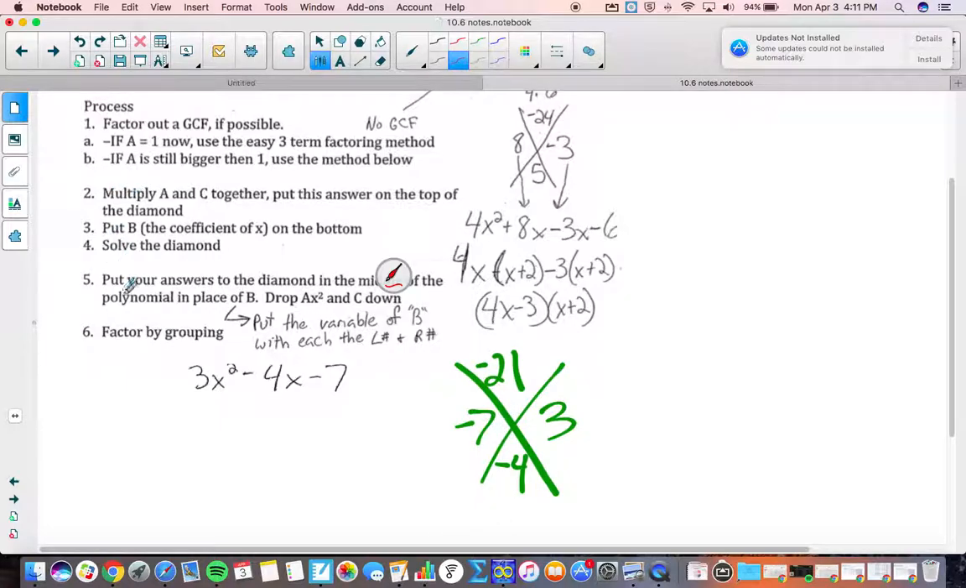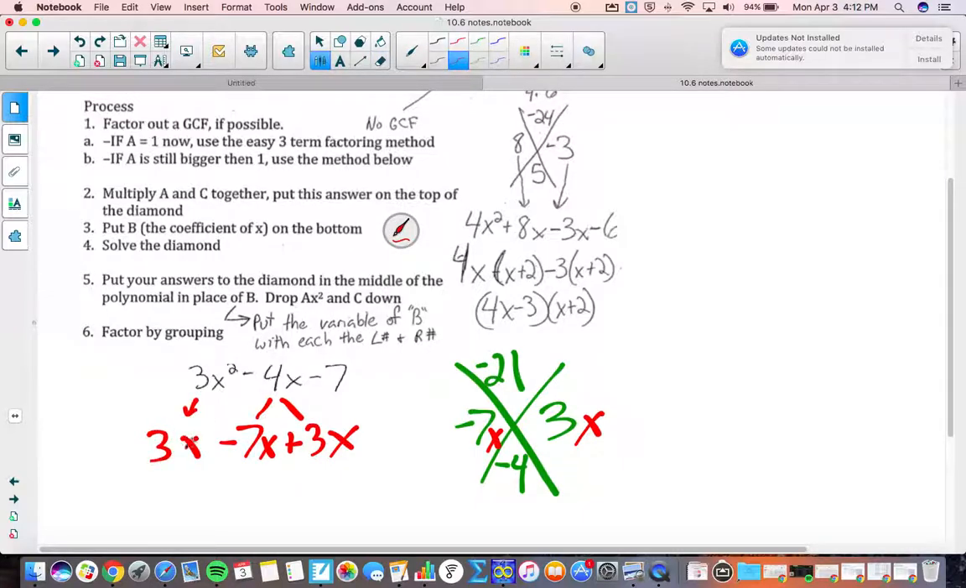So solve the diamond. Now put your answers to the diamond in the middle of the polynomial in place of b. So instead of this bx, we're going to have negative 7x plus 3x, which does combine to negative 4x. It's equivalent, but this allows us to factor by using grouping. Drop down your 3x squared. So now this negative 7x is actually like a minus sign.